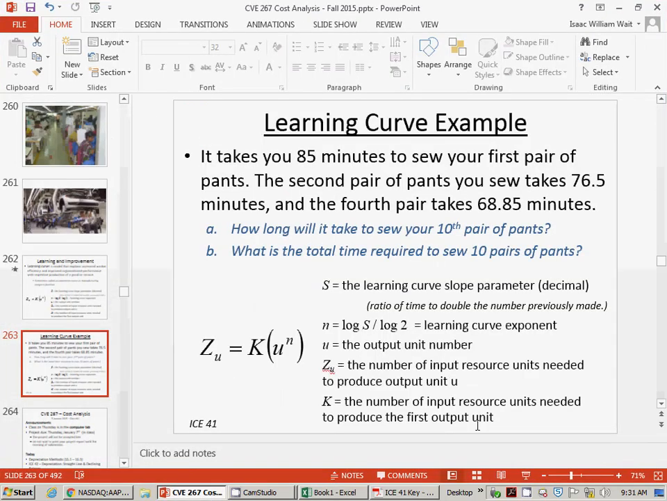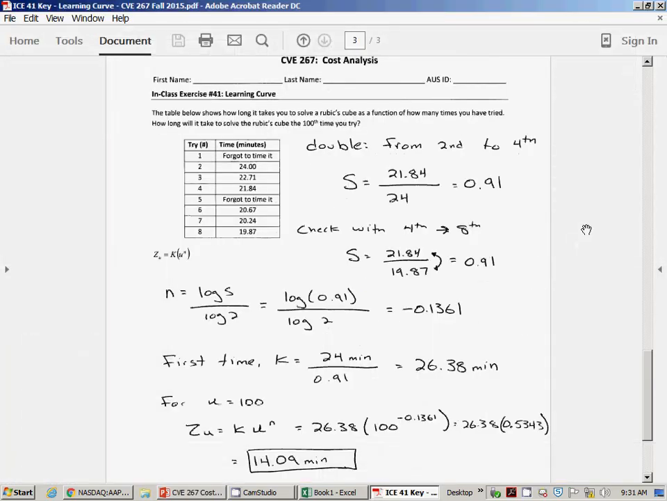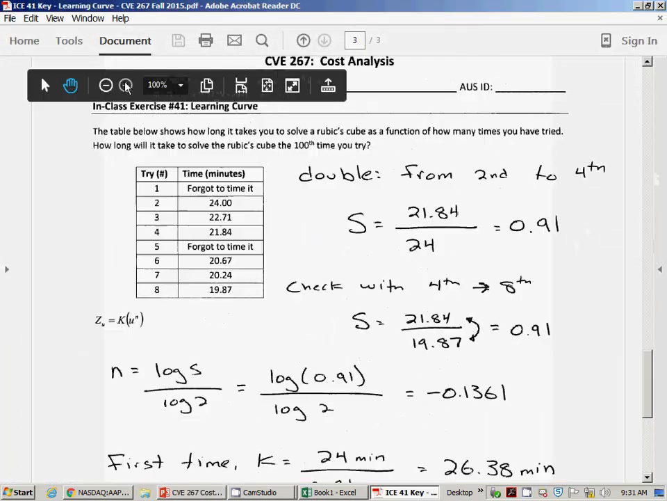All right, well, I'd like you to get some experience with it on the in-class exercise. Does everyone have a copy of that paper? On the in-class exercise, let me zoom in here.